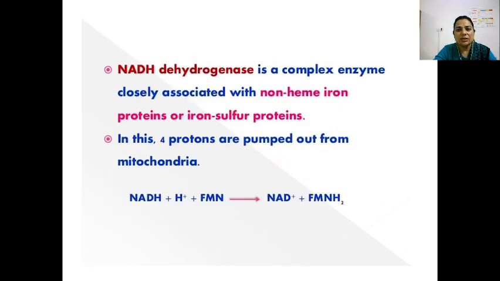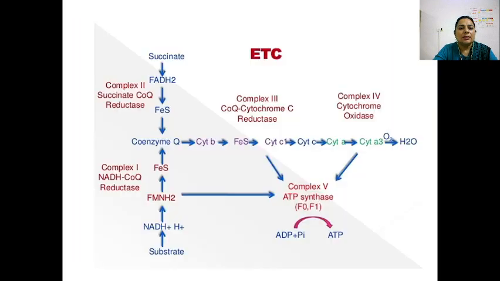NADH dehydrogenase is a complex enzyme closely associated with non-heme iron proteins or iron sulfur proteins. In this, 4 protons are pumped out from the mitochondria. NADH plus H positive plus FMN gives NAD and FMNH2.